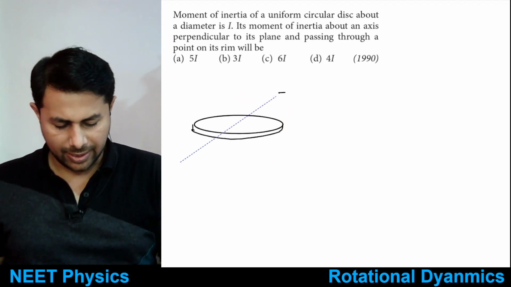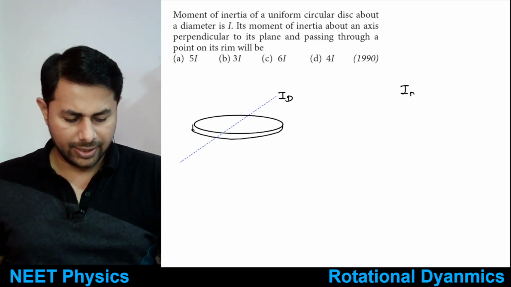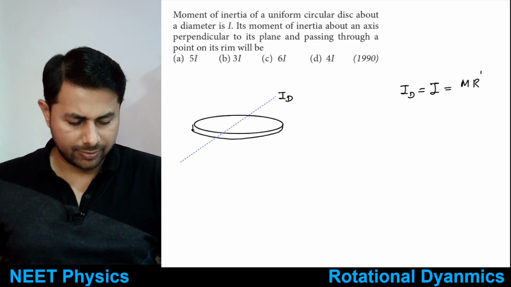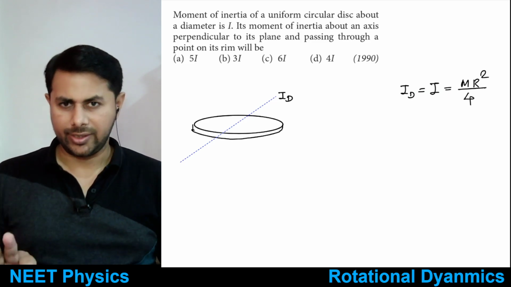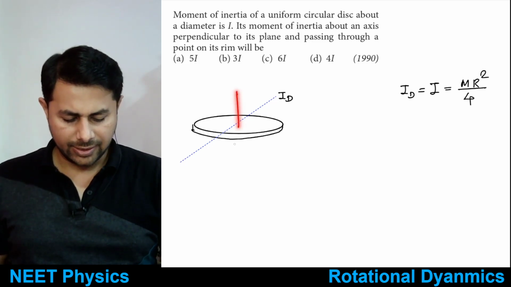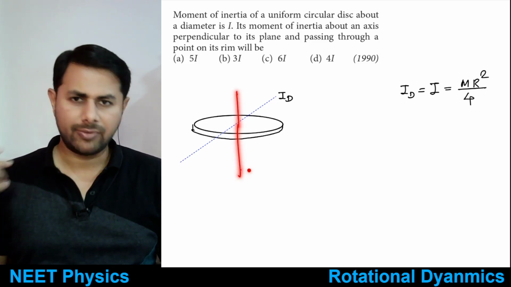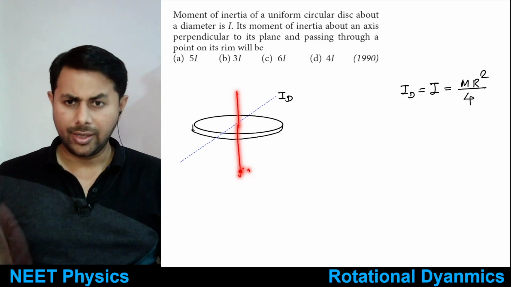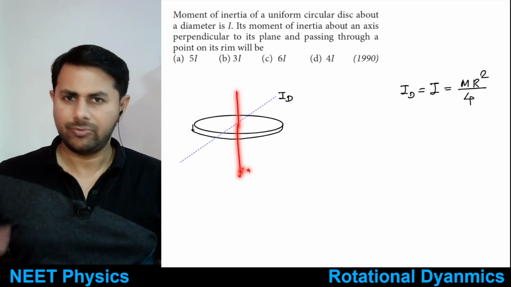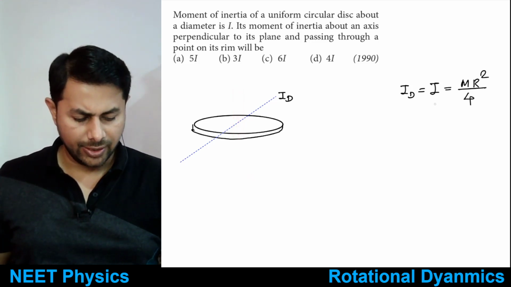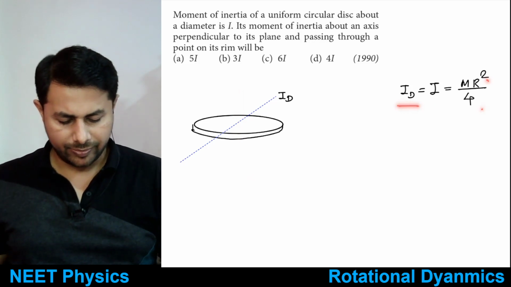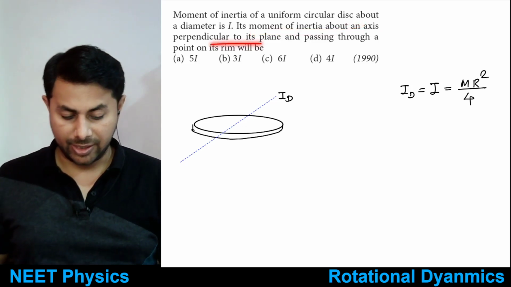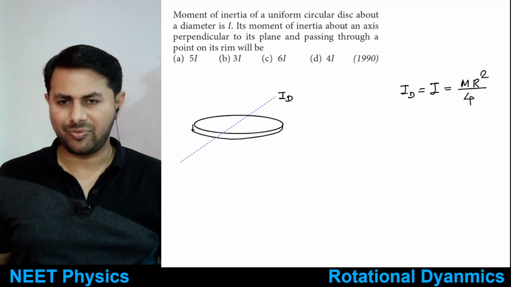Right, so I_D is equal to I, it's given, and that is equal to mr square divided by 4 for a disk, right? You know that I_C is equal to mr square upon 2, and about the diameter it just becomes half of that. Using the perpendicular axis theorem we saw that I_D is mr square by 4, and then its moment of inertia about an axis perpendicular to its plane and passing through a point on the rim will be.